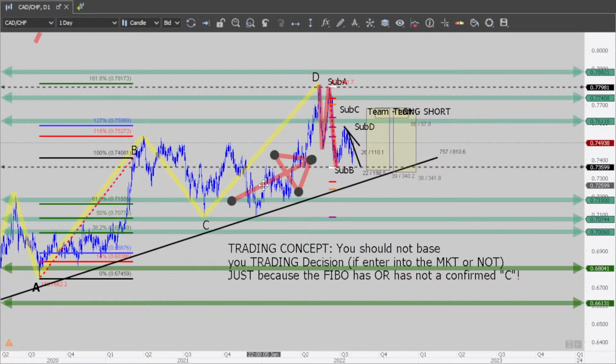Not just Dancy, everybody, are we clear? Fibonacci is a great tool, yes it is. The confirmed C is going to increase our probability, yes it is. But you cannot make money in this market if you keep saying, "Oh, I'm going to stay out, I'm going to stay out." You need to enter the market.